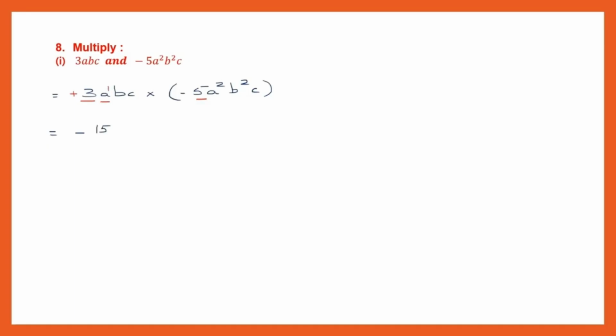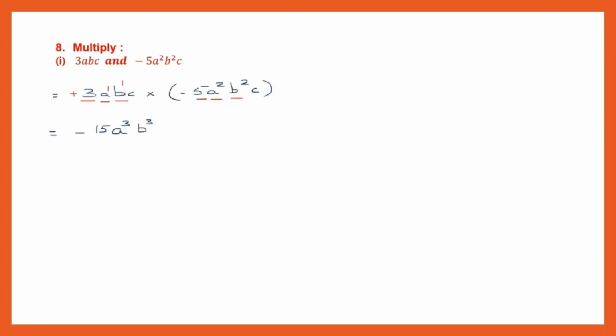So this is a to the power of 1, and here we have a to the power of 2. When you multiply, you add the power, so it becomes a to the power of 1 plus 2, which is 3. Then we go to b. Here b is 1 and here it is 2. Again you add up the power, so it is b to the power of 1 plus 2, that is 3.